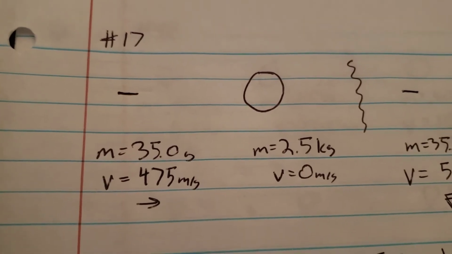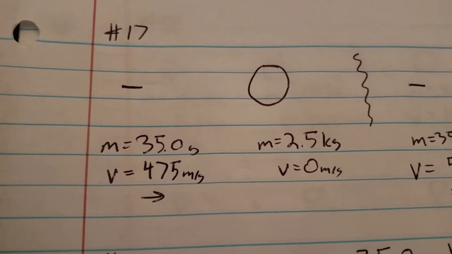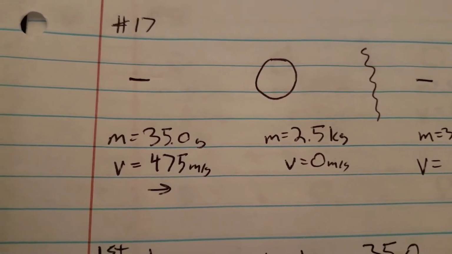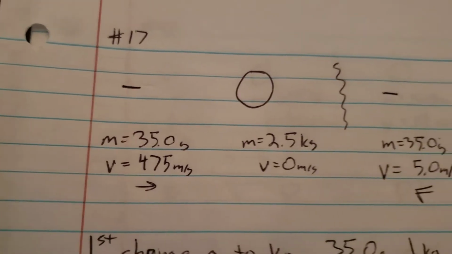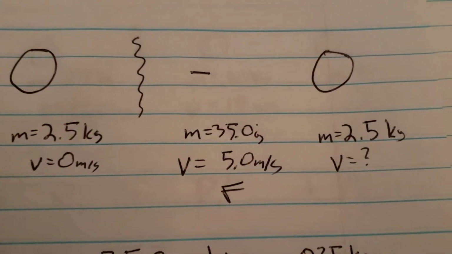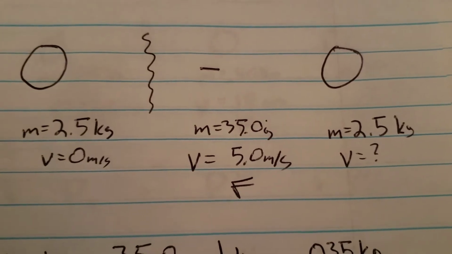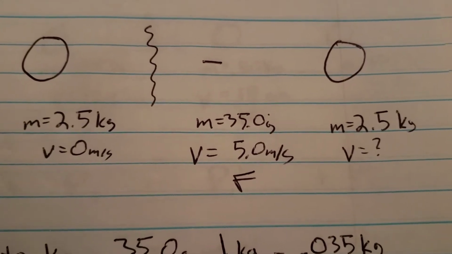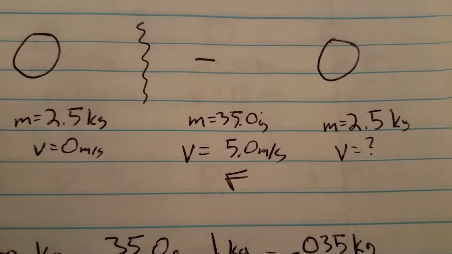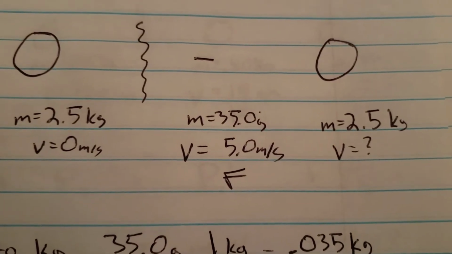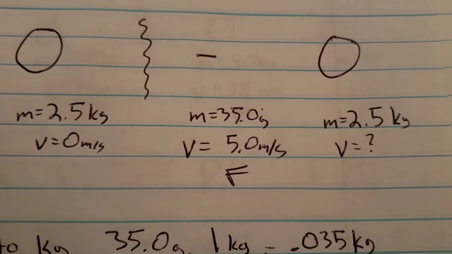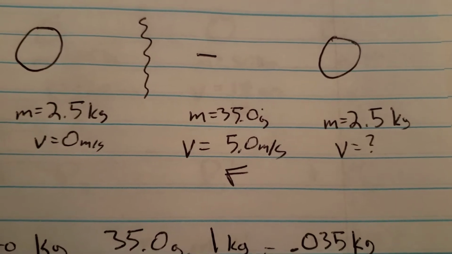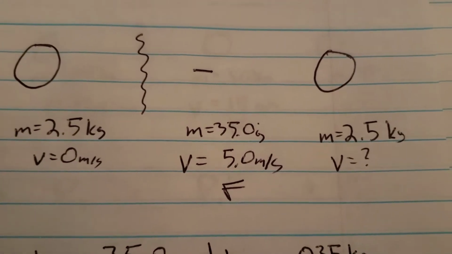It is moving towards a steel ball with a mass of 2.5 kilograms that is not moving, therefore at 0 meters per second. After the collision, the bullet has a mass of 35 grams and is moving backwards at 5 meters per second. The steel ball still has a mass of 2.5 kilograms and has an unknown velocity. That is what the problem is asking for.